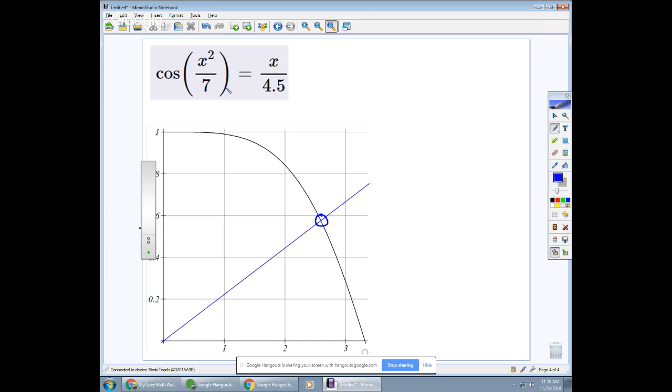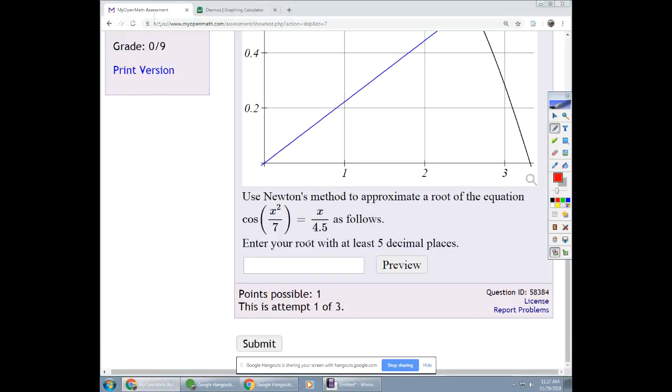Edit the equation. I will edit the equation by just subtracting the term on the right over to the left. So I'm going to rewrite this equation as the cosine of x squared over 7 minus x over 4.5 equals 0. So now this right here is my function f of x, and I am now finding its root, or one of its roots.